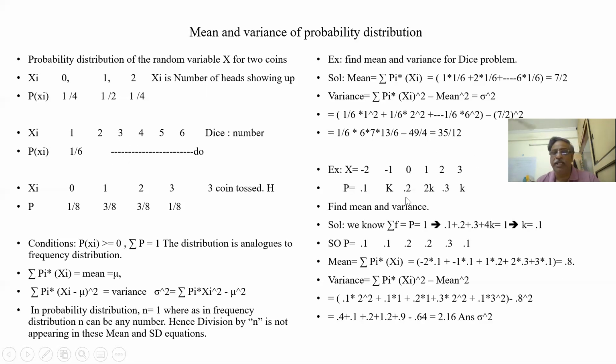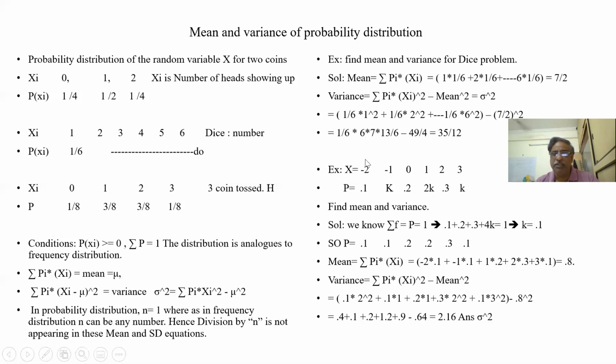So let us see, for this data, we have to find out mean and variance. We know sum of p is 1. So when I add this and equate to 1, I am getting the k value. I substituted the k values here. Now I know k, x and p. This is x, this is p.